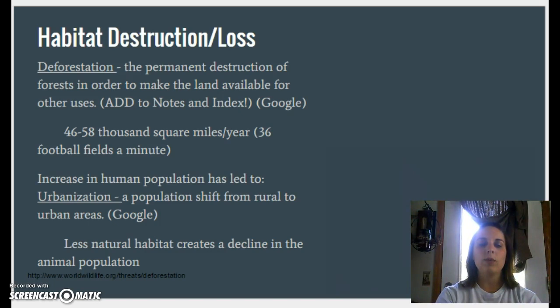An increase in human population has also led to something called urbanization, and that's a shift from rural to urban areas. And with some of this urbanization, we are losing natural habitats for many different animals, and less natural habitat creates a decline in the animal population.